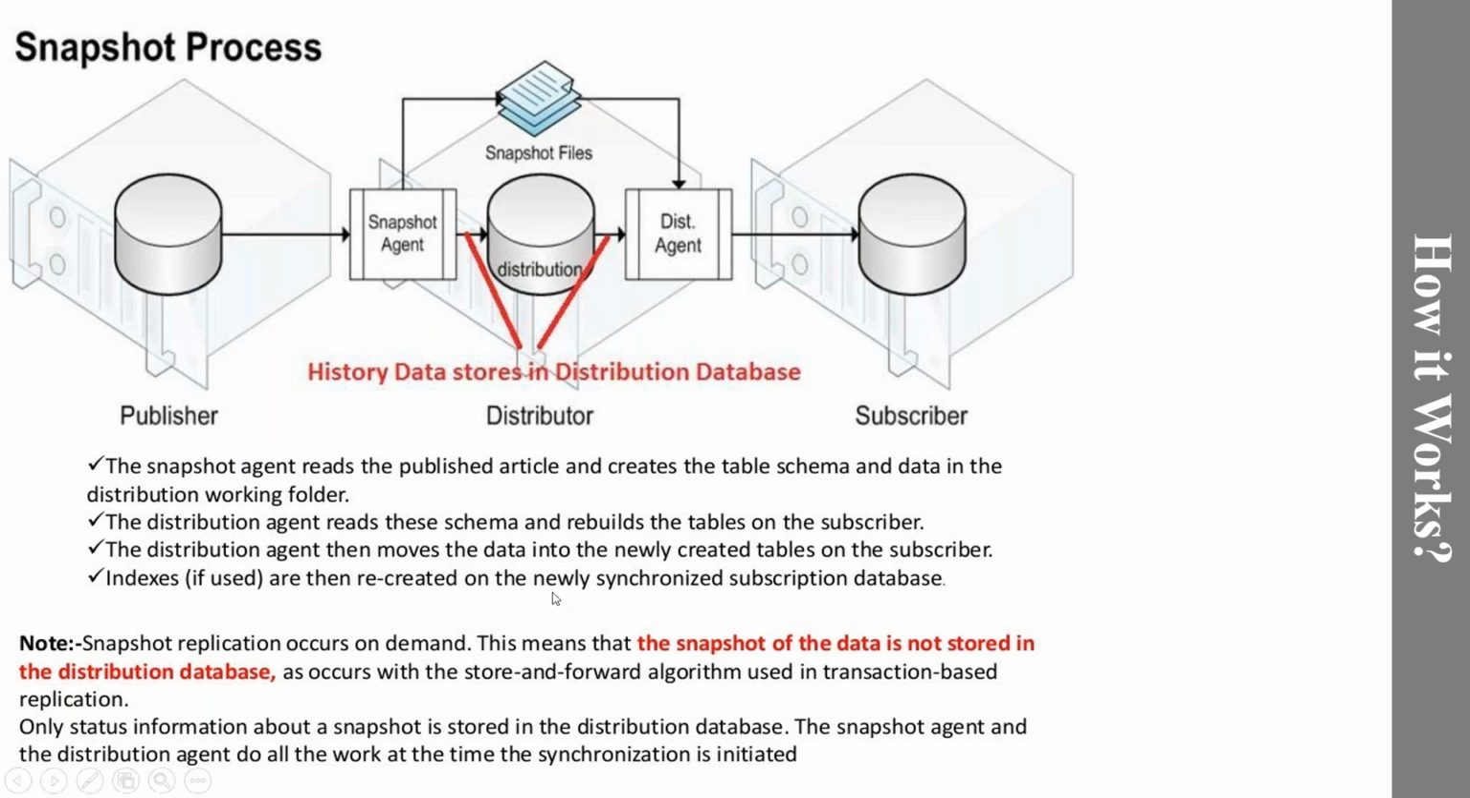The distributor agent reads the schema and rebuilds the tables on the subscriber. Then the distributor agent moves the data into the newly created tables on the subscriber. Indexes, everything, sir, in order it will do. Once your snapshot agent has taken the snapshot and kept it in the snapshot folder, your distributor agent connects to the snapshot folder and moves everything into the snapshot subscriber instances.